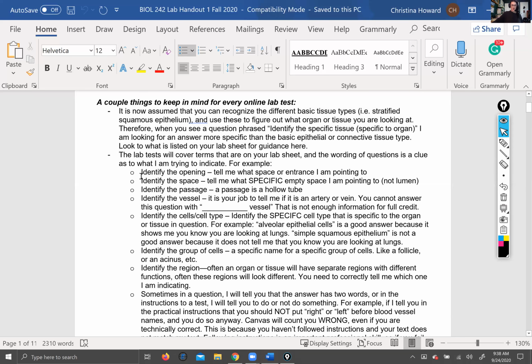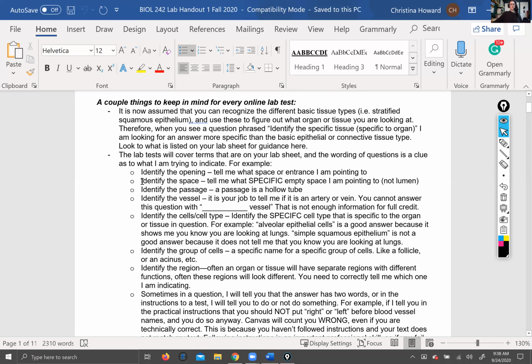And then other things are just specific words. So if I ask you to identify an opening, I'm telling you to identify an empty space that is an entrance onto something. If I say identify the space, I mean tell me what space. And for your information, the answer to that is never simply, quote, lumen, unquote. The lumen is the empty space in the middle of any histological preparation. You need to be more specific than that. Identify the passage. That means the passage is a hollow tube of some kind.